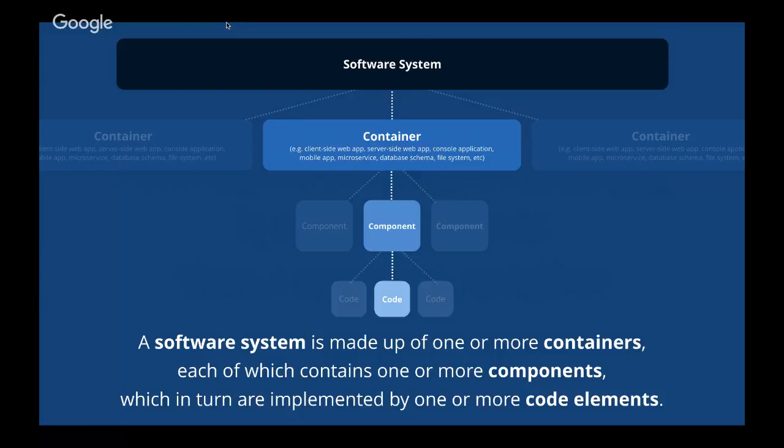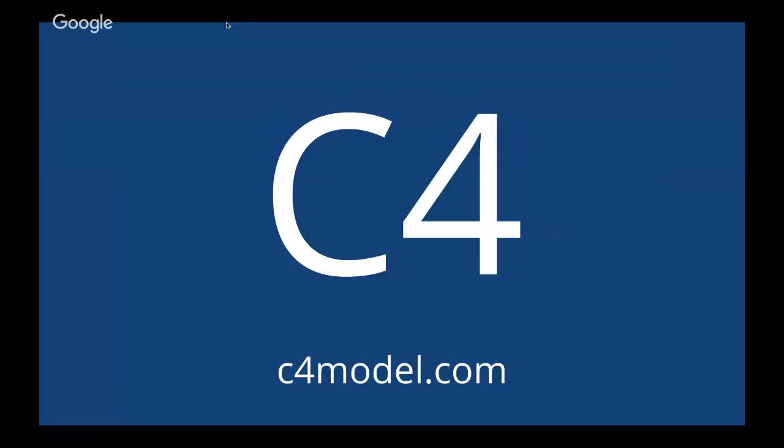So a software system is made of containers. Containers contain components. Components are built from code elements like classes. Once you have that set of abstractions in your mind, you can then draw some diagrams. And this is what I refer to as my C4 model. You can find a lot more information about everything I'm about to talk about on c4model.com.